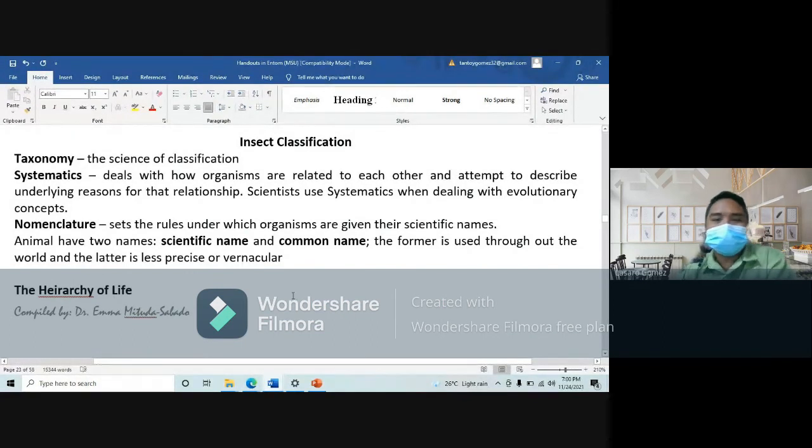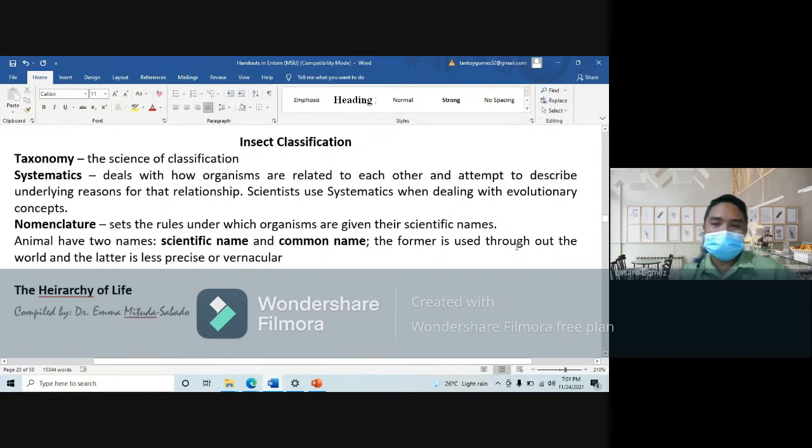Animals have two names. The same is true with plants. Since we are discussing insects, and insects are considered animals also, they are given two names. One is a scientific name and the other is a common name. The former is used throughout the world and the latter is less precise or vernacular.